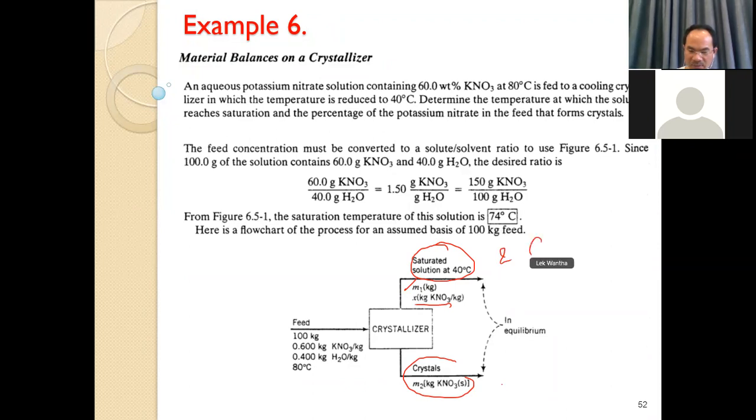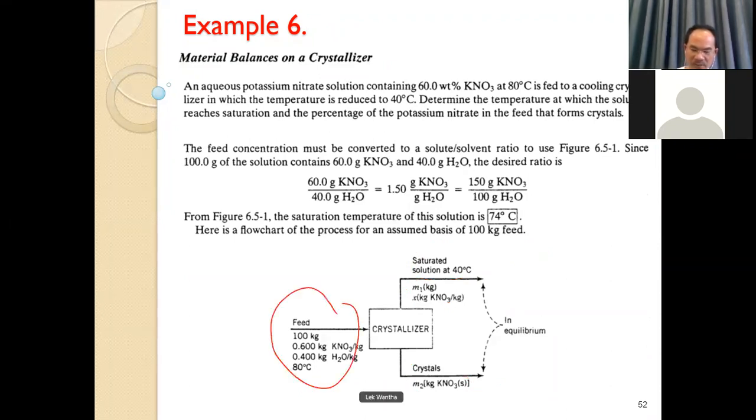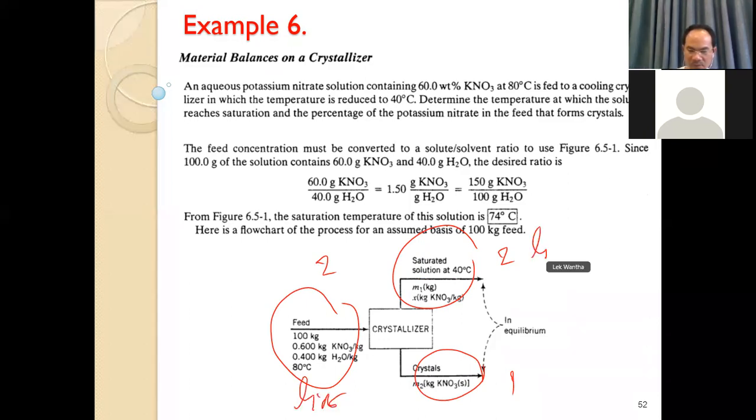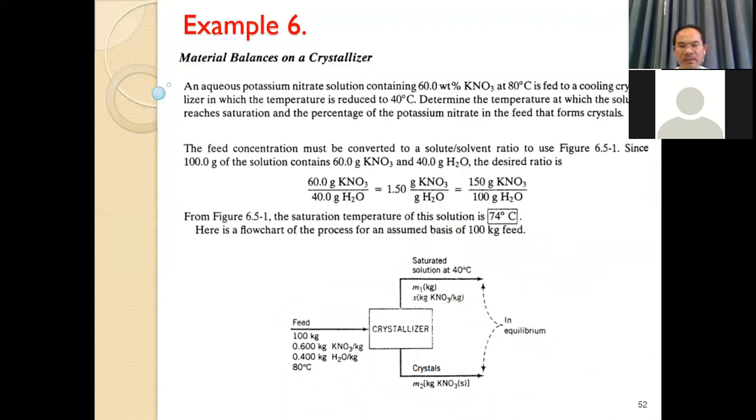The liquid phase has two components, potassium nitrate and water, while the crystal has only one. The liquid is the liquid phase and this is the solid phase, so we have a two-phase system. This is the condition.